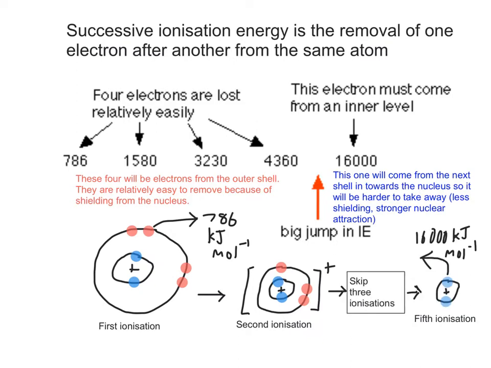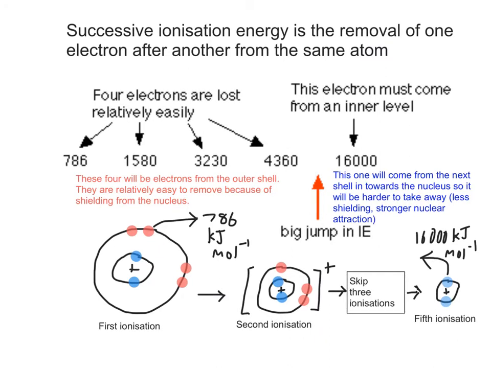So because the same trend would happen with the second, the third and the fourth ionizations, I've decided to skip them and go down to one of the blue electrons in the next shell down. This is where it's 16,000 kilojoules. Now you'll see here that there's no shielding, so much harder to remove this electron. So that big jump from here to here tells us that there's a break in shells at this point.